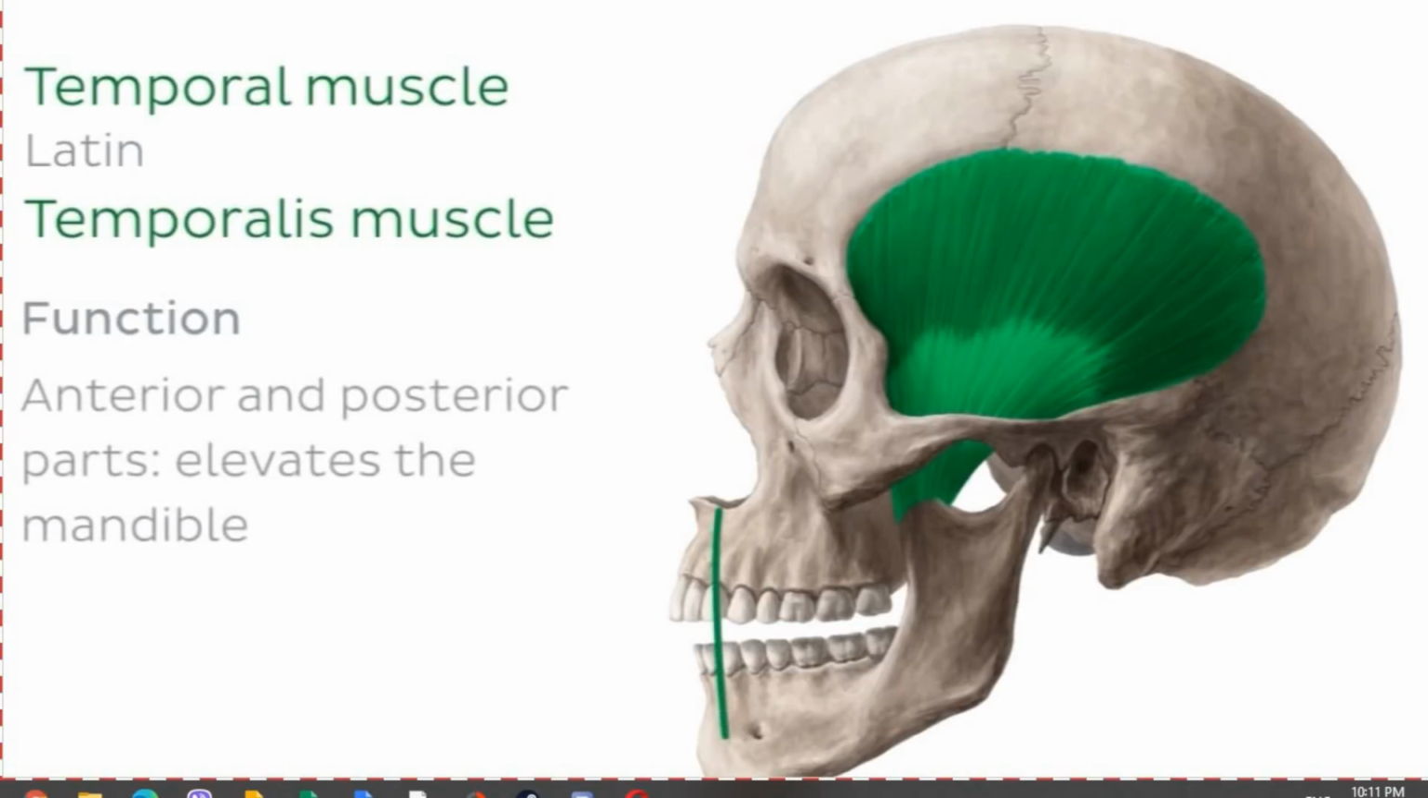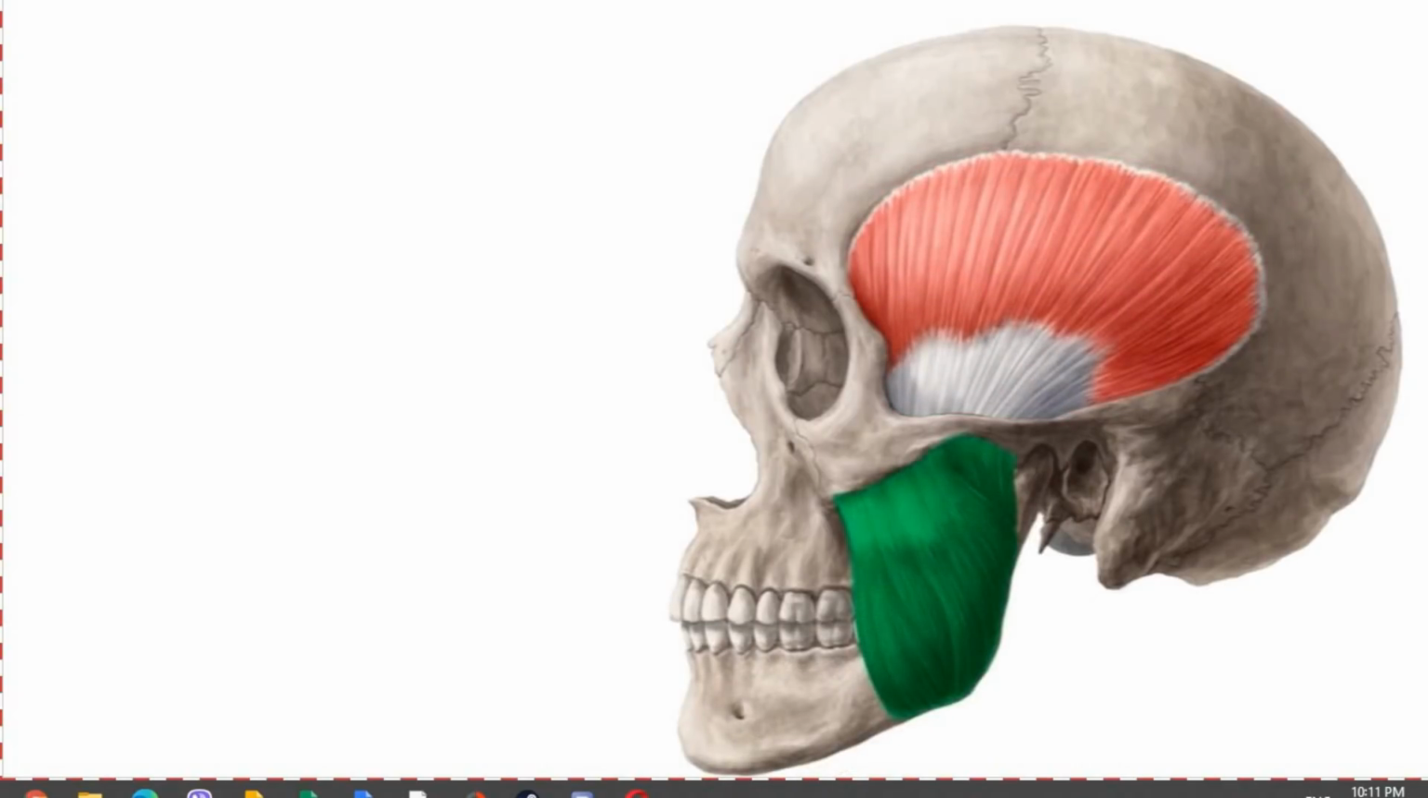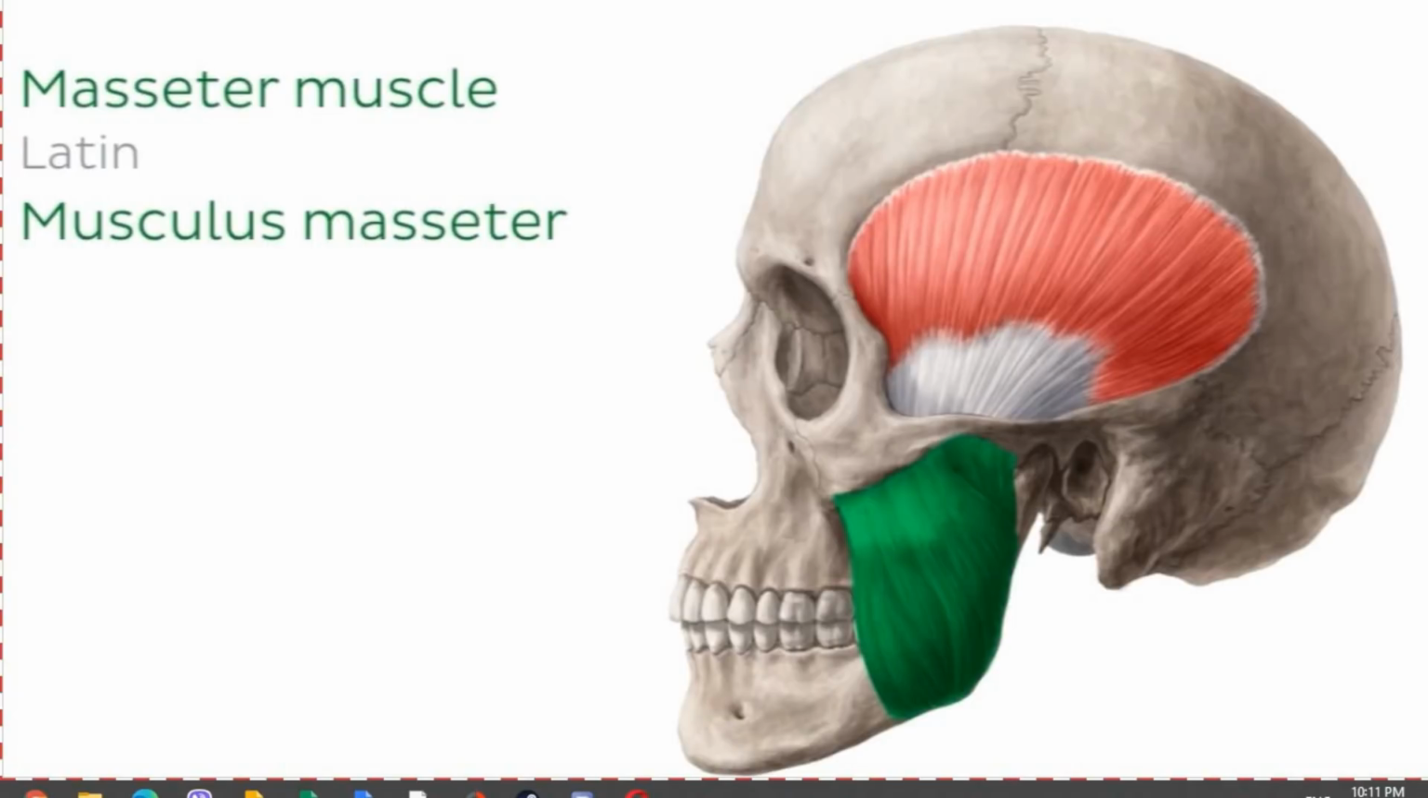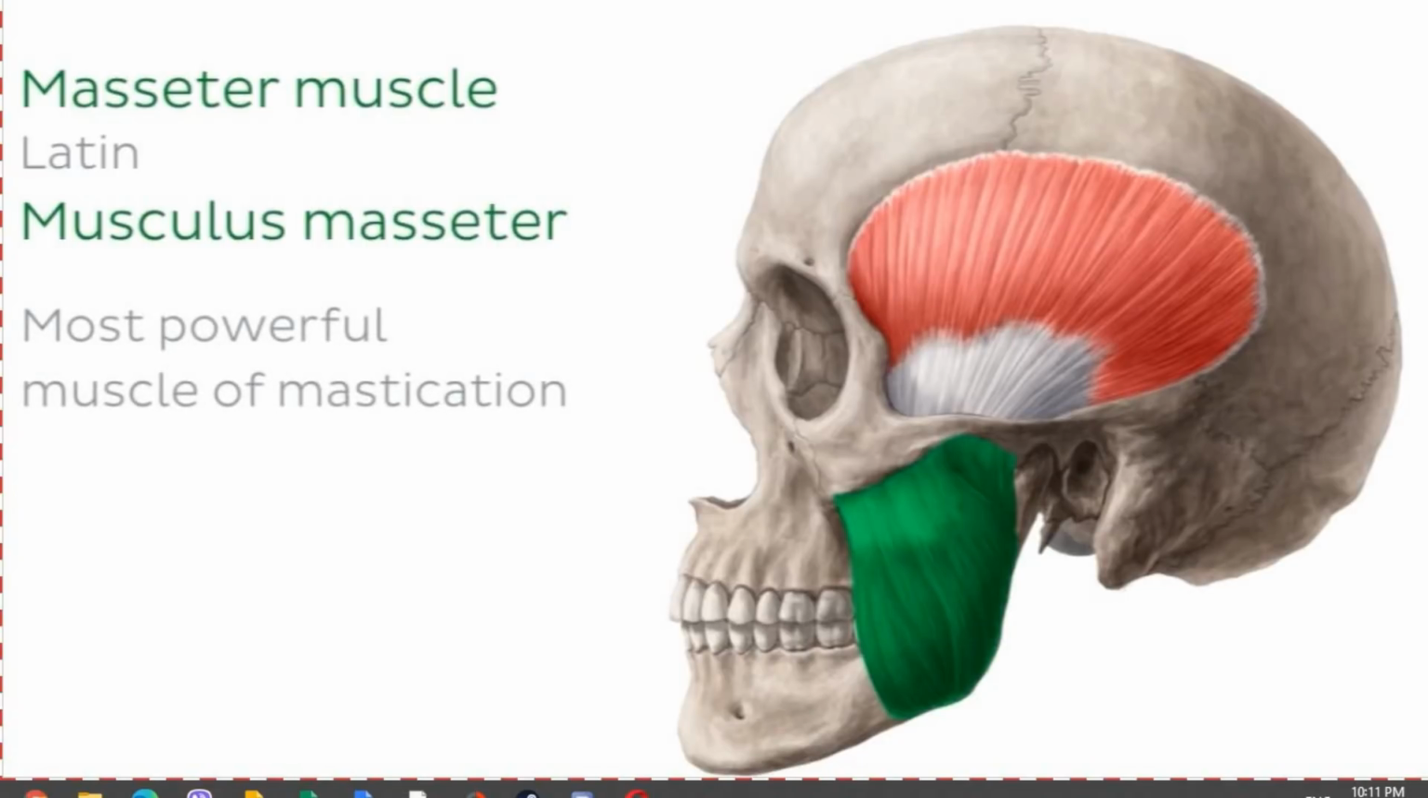Activation of both the anterior and posterior parts of the muscle elevates the mandible, leading to the strong closure of the jaw. It should be noted that the temporal muscle is the most powerful muscle of the temporomandibular joint. Because of its size, this muscle can be palpated relatively easily, especially when opening and closing the mouth. The next muscle of mastication we will look at is the masseter muscle. Although the temporalis is the most powerful muscle of the temporomandibular joint, the masseter is the most powerful muscle of mastication, which is another term for chewing.